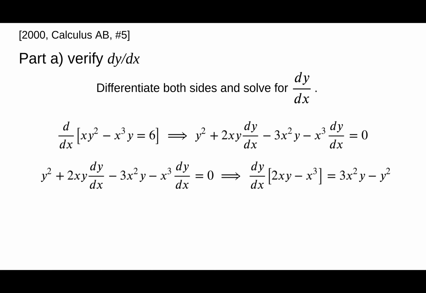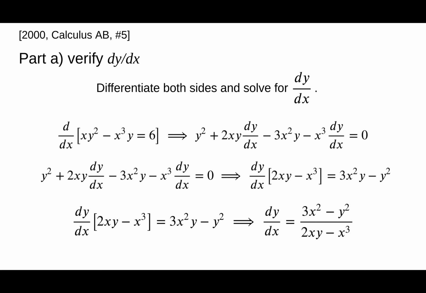So if we group our dy/dx terms, we're going to get dy/dx times (2xy minus x cubed), and that will equal 3x squared y minus y squared. To solve for dy/dx, we simply divide both sides of the equation by 2xy minus x cubed. And that verifies the formula for dy/dx as indicated in the question stem.